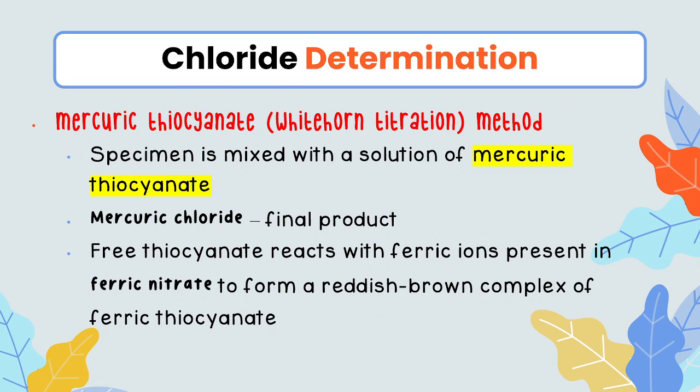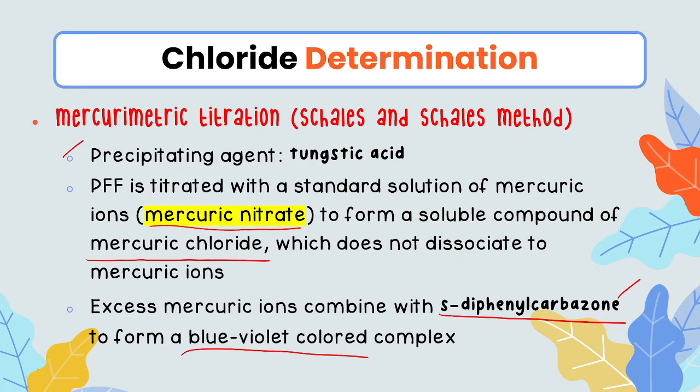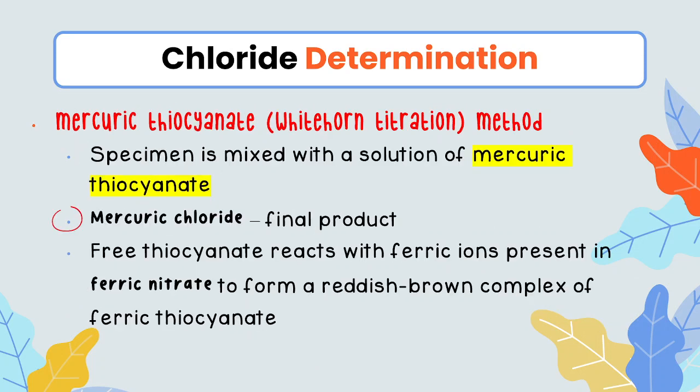Next, we have your mercuric thiocyanate, or also known as your Whitehorn titration. Now here, specimen is mixed with a solution of mercuric thiocyanate, and the same with your Schales and Schales, kids, your final product here is the formation of your mercuric chloride. So as you can see, dun sa Schales and Schales nyo, mercuric nitrate yung ginagamit. Dito sa Whitehorn titration, yung mercuric thiocyanate. But the final product is the same. You have your mercuric chloride.